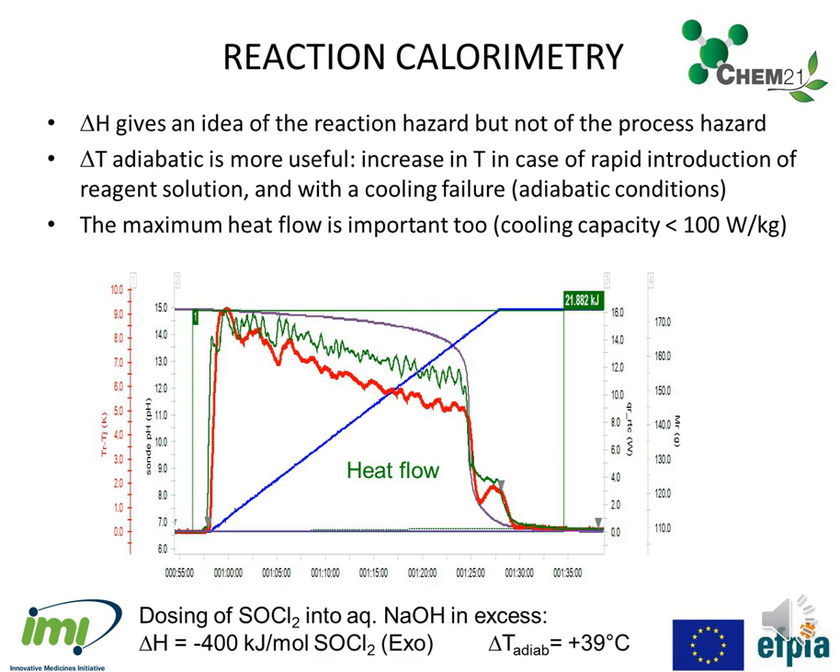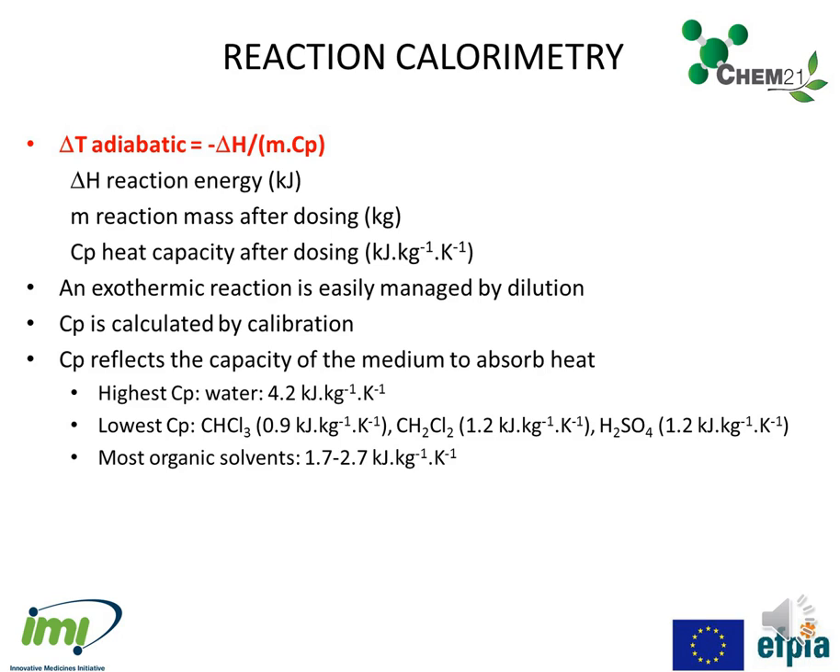The reaction energy delta H in kJ per mole gives an idea of the reaction hazard, but not of the process hazard. Delta T adia is more useful. It represents the increase in temperature in case of rapid introduction of the reagent solution, together with a cooling failure under adiabatic conditions. The maximum heat flow is an important figure too. An industrial reactor cannot eliminate more than 100 watts per kilogram.